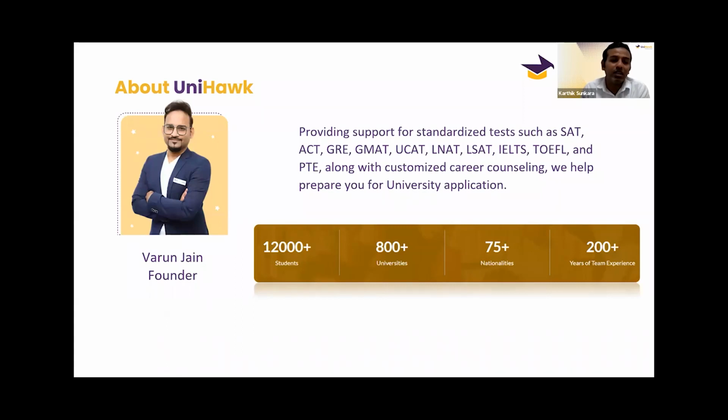And Mr. Varun Jain is the founder of the company, and he has more than 2 decades of experience in guiding students toward their destination countries and their desired scores and desired universities, right? So we have taught more than 12,000 students, and we have sent students to more than 800 universities, and students of more than 75 nationalities have applied. And as a team, we have more than 200 years of experience, right?